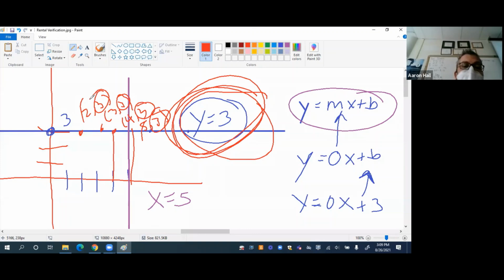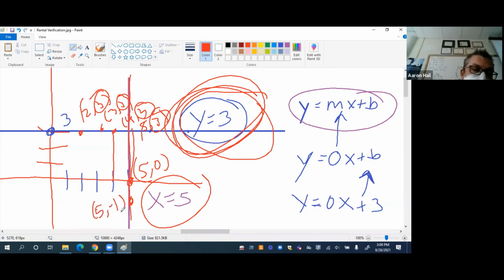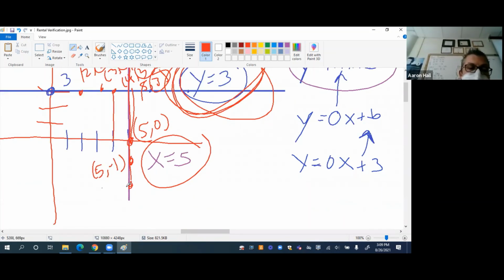Now for this other line, the purple line, x is always 5. This point here, right here, is 5, 0. This point here is 5, negative 1. This point here is 5, negative 2. X is always 5.